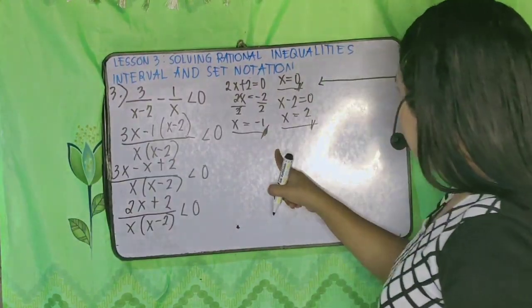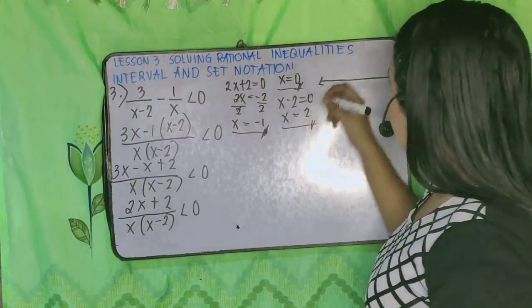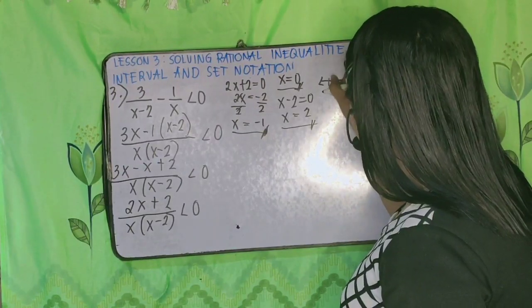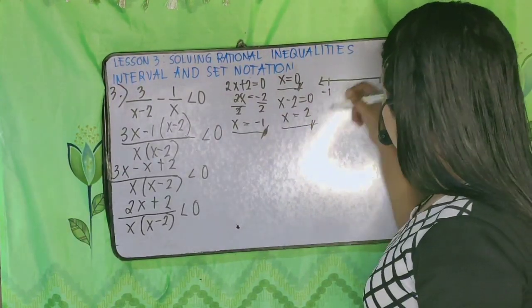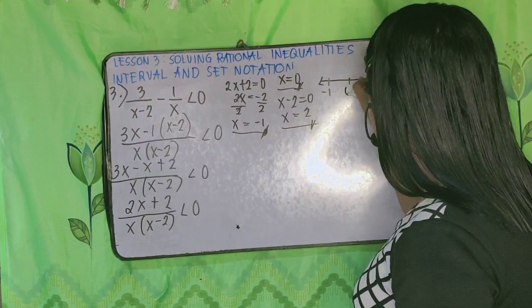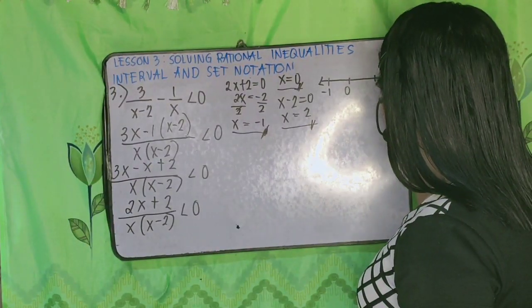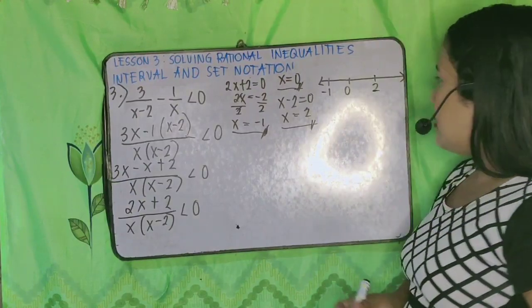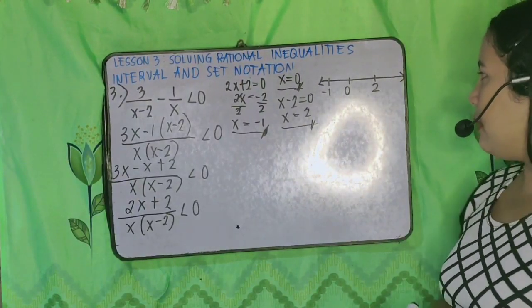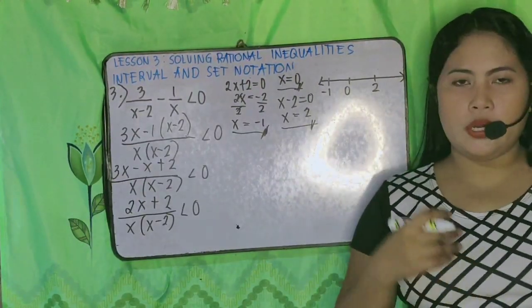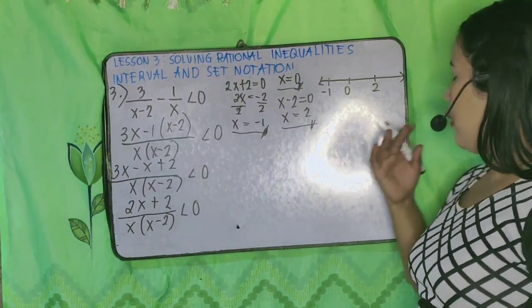Okay, so here we have three values. Our first is negative 1, of course, our negative 1 is here. Our 0 is in the middle. Then positive 2, which is on the right side. Okay? So, now, how do we know if the circle is hollow or shaded for negative 1, 0, and positive 2?